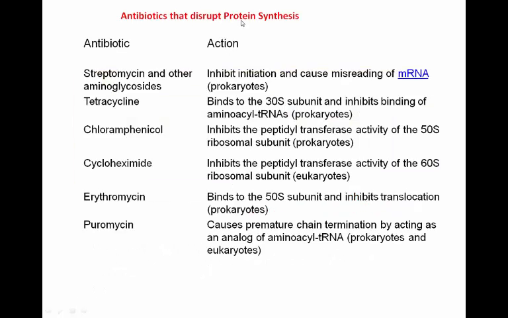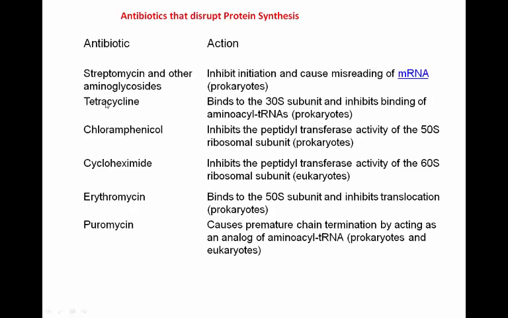Antibiotics that disrupt protein synthesis. So this gives you a list of antibiotics. Some of these are common antibiotics that you've heard of before, and this is their action. And the action is going to be how it affects protein synthesis and on what ribosomal subunit it affects protein synthesis. So streptomycins and other aminoglycosides, so these are called aminoglycoside antibiotics. They inhibit initiation and cause misreading of mRNA, and this happens in prokaryotes.